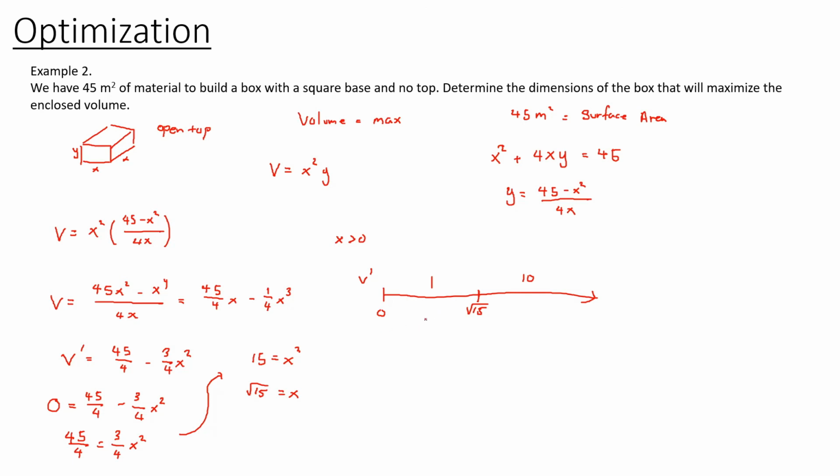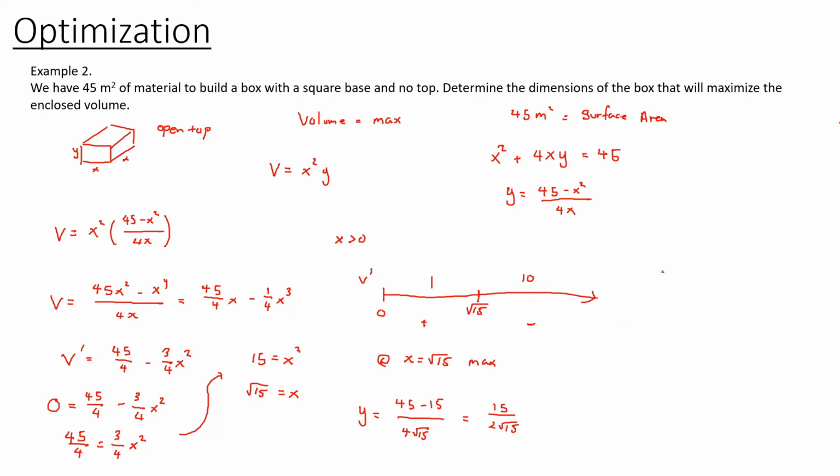If you substitute 1 in there, you'll end up with positive. If you substitute 10 in there, you're going to end up with negative. Once again, at x equal to radical 15, we have our maximum. Now when you go back and substitute x into y, we get 45 minus 15 over 4 radical 15, which comes out to be 30 over 4, which is 15 over 2 radical 15.